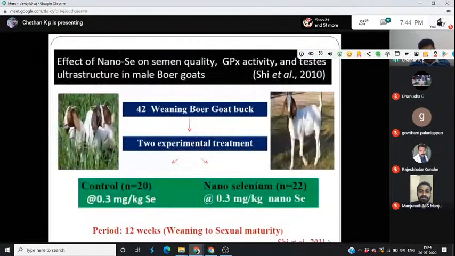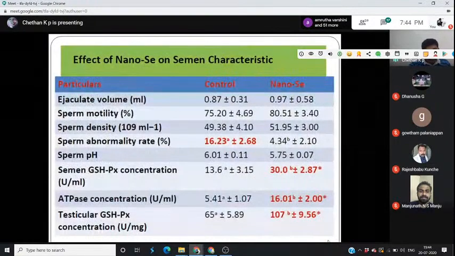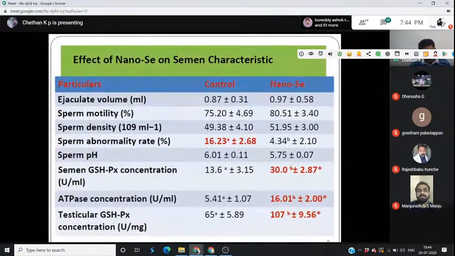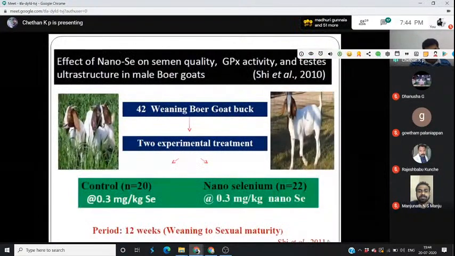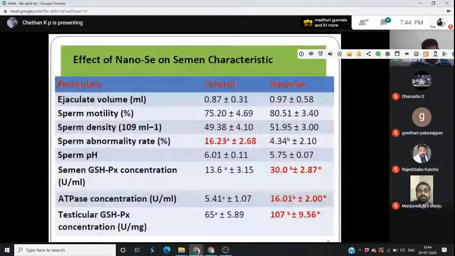Another study by Shia and co-workers in 2011, the effect of nano selenium on semen quality. This was on semen characteristics, and they found that all the parameters like semen antioxidant property, ATPase concentration, and testicular glutathione peroxidase concentration were higher, and the sperm abnormality rate was much higher in the control group than in the nano selenium groups. They used only 2 treatments: one is control, another is nano selenium.